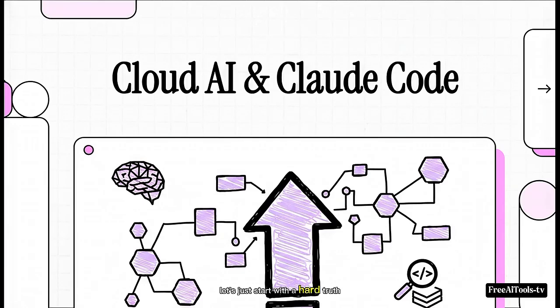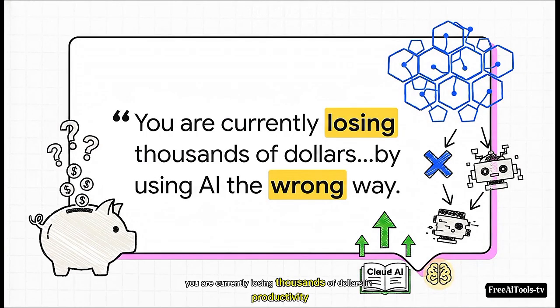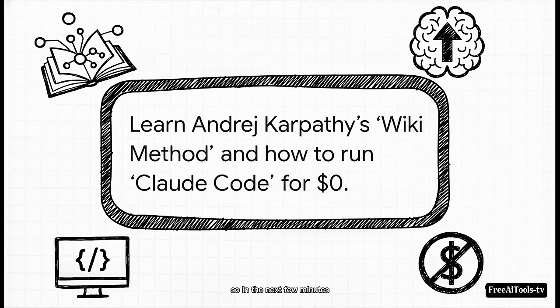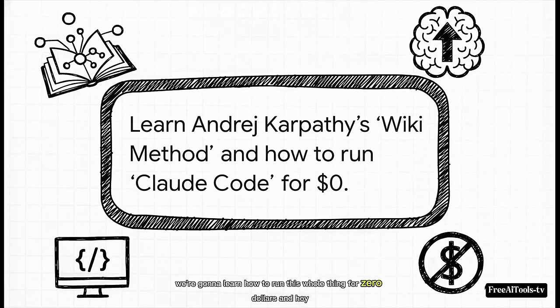Let's just start with a hard truth. You are currently losing thousands of dollars in productivity because you're using AI the wrong way. And the craziest part, most people have absolutely no idea it's even happening. So in the next few minutes, I'm going to show you the exact wiki method from Andrej Karpathy, Tesla's former head of AI, to literally 10x Claude's intelligence. And get this, we're going to learn how to run this whole thing for $0.